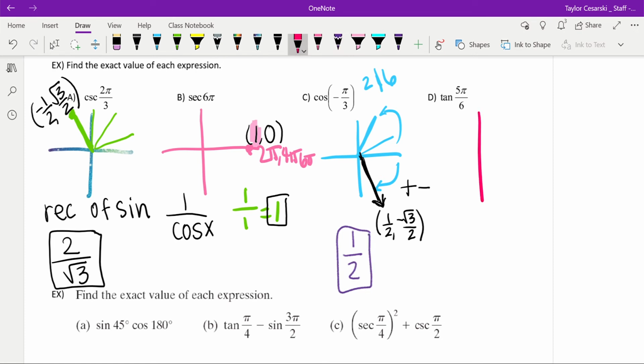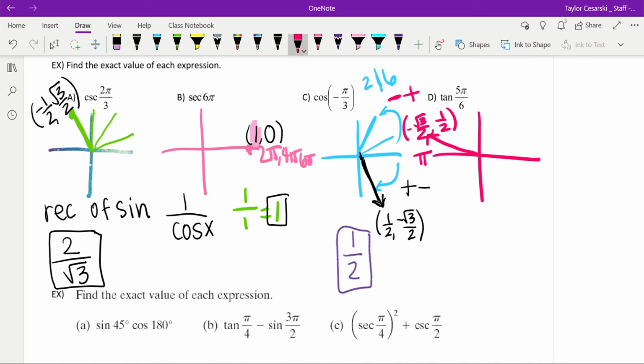All right, last one here, tangent of 5 pi over 6. So you're almost halfway there, because remember this over here is pi. 5 pi over 6 is going to be right here. All right, so what's the ordered pair here? So this is your short triangle, so the x is going to be bigger than the y, and it's a negative x and a positive y. So negative square root 3 over 2, positive 1/2.